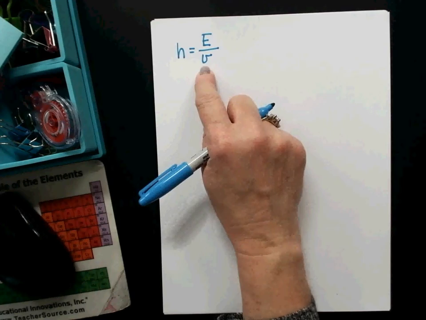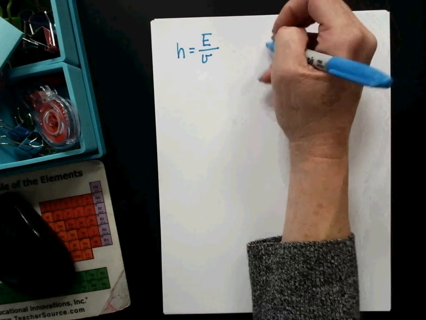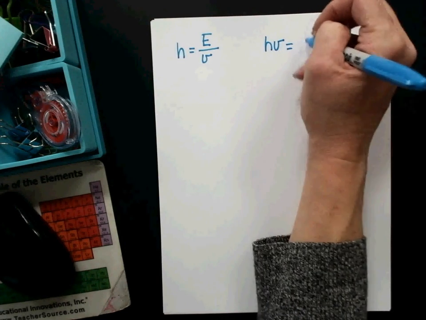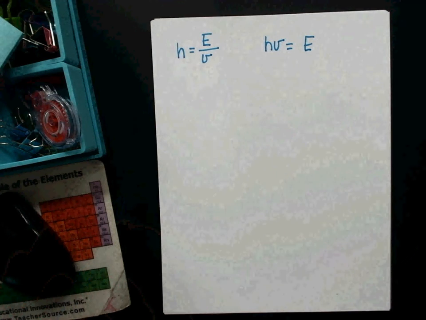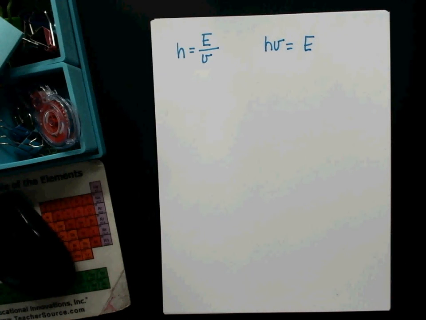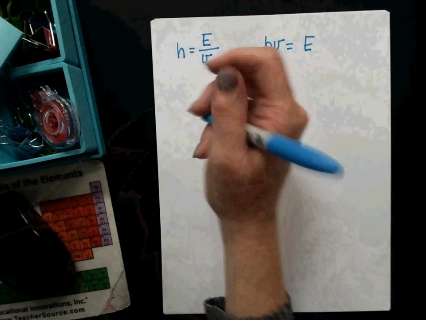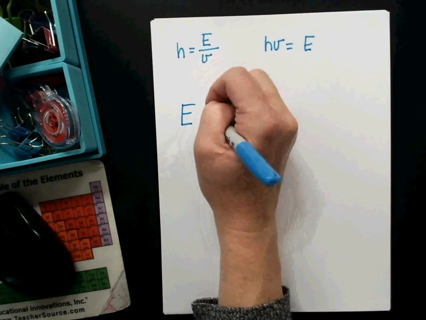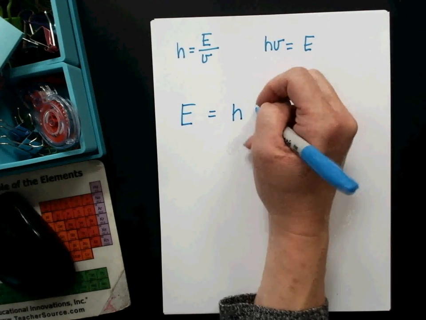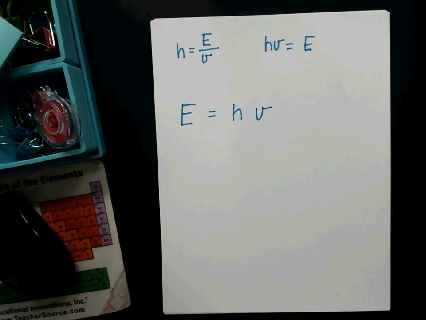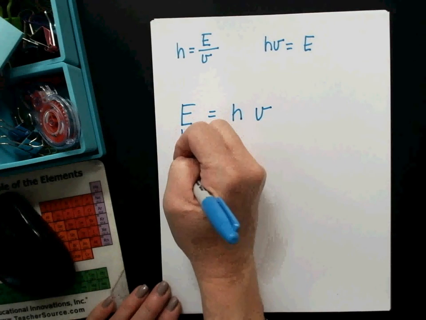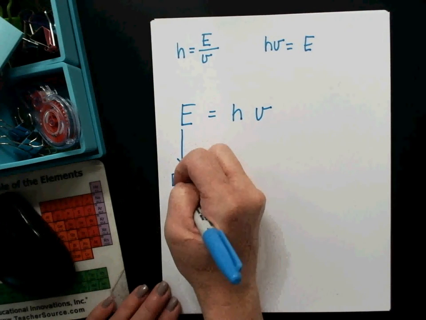What is this really called? Nu. Say that again, Drake. That's good. H times nu equals E. That's much prettier. It's much easier to work with when it's in a straight line. Anytime you can take an algebraic equation and make it linear, it's easier to work with. So let's look at this. E equals h nu.